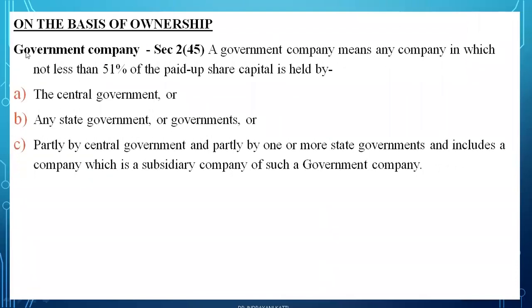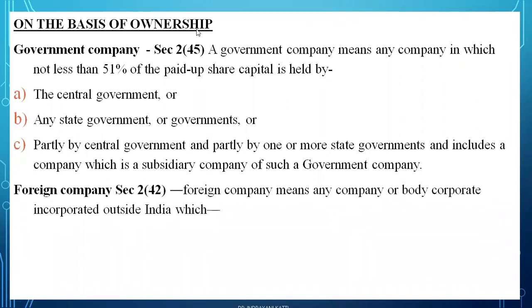Let's move on to the next classification on the basis of ownership. We have two categories on the basis of ownership, that is government ownership and foreign company ownership. So which company do we call a government company? Section 2, subsection 45 of the Companies Act 2013 defines a government company as any company in which not less than 51% of the paid up share capital is held by whom?